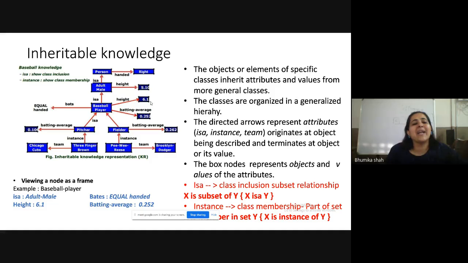So it is having different attributes like bats. What is the value of bats? Equal handed. Okay, equal to handed. Now why is this value not written in square brackets? Because this is a recursive call.